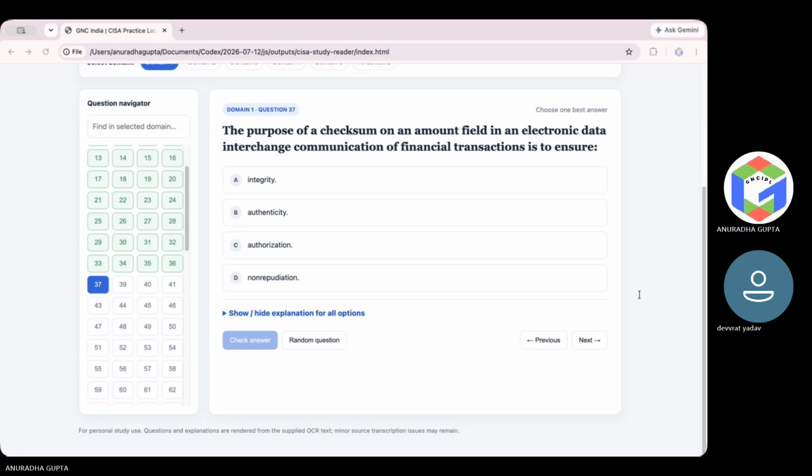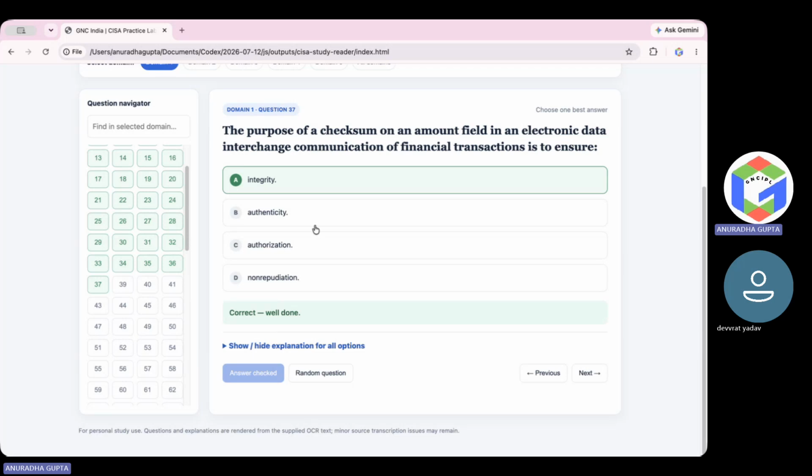So if you are not aware of the concept, try to figure out the solution from the question itself. That's why I asked you to read it twice, because the answer of this question lies in the question itself. Okay, so let's check.